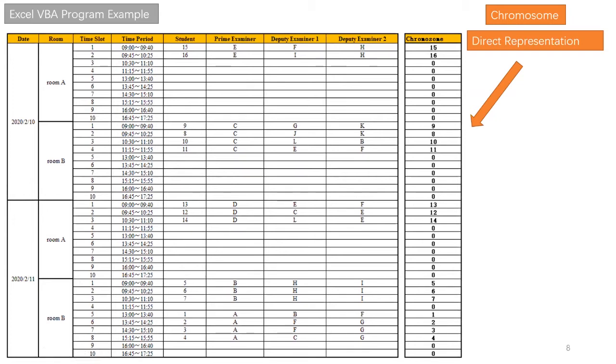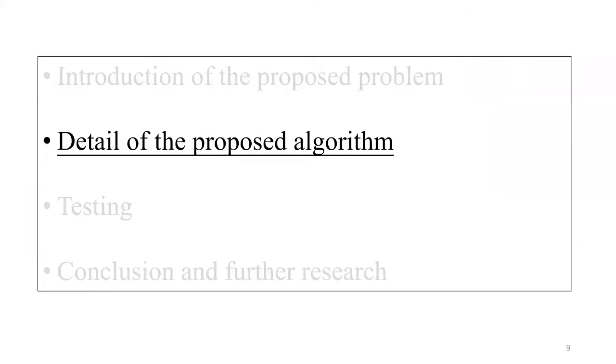Our chromosome will be a number string with a length of 2 days times 2 rooms times 10 presentations, so in total a length of 40. In this number string, each non-zero number corresponds to a specific student, and 0 means that for this time slot there is no student holding a presentation. That's all for the introduction about the problem.